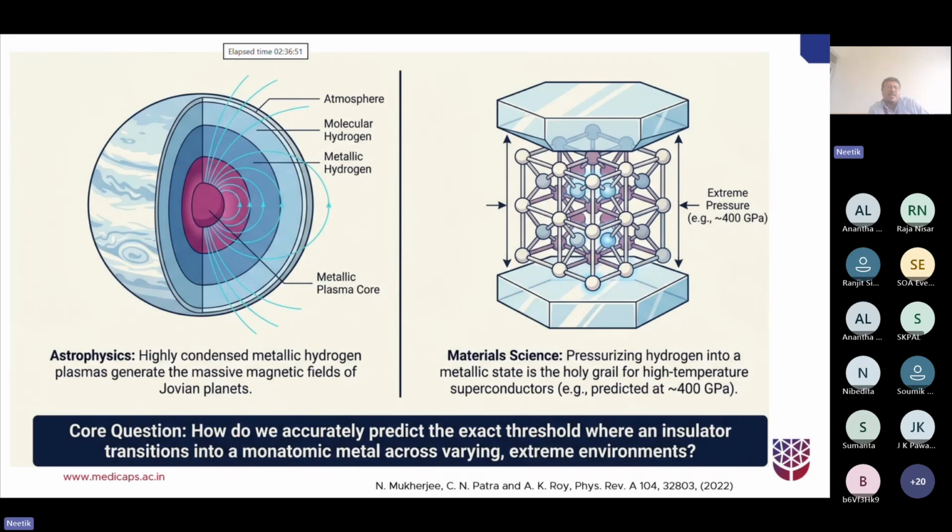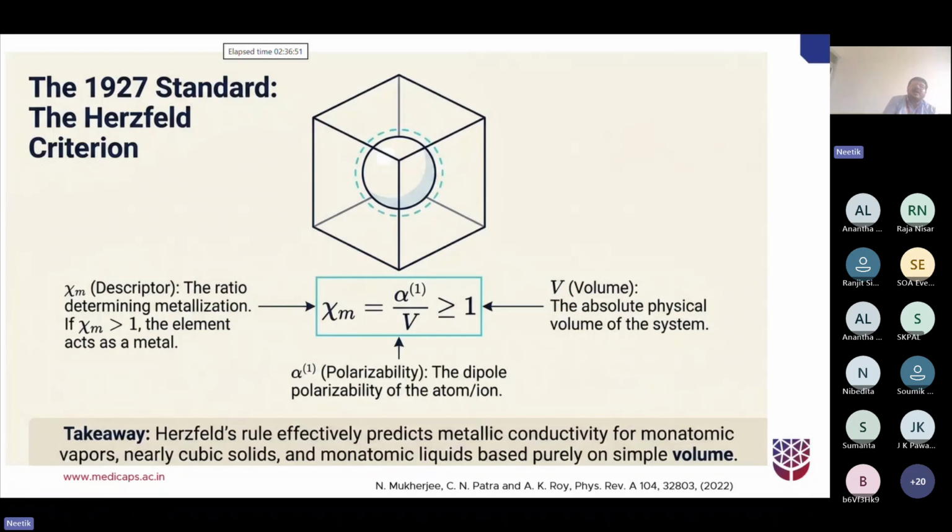So based on that, we were trying to find out whether it is possible to find such a metallization condition for a confined hydrogen atom. Another point also drives us: hydrogen is the most abundant element in the universe. To see this, we stuck to the formula derived by Herzfeld in 1927.